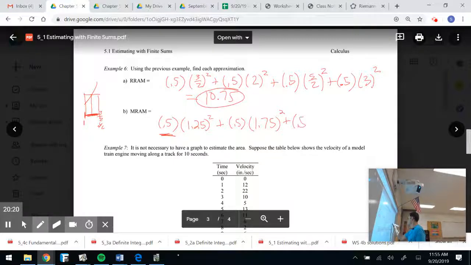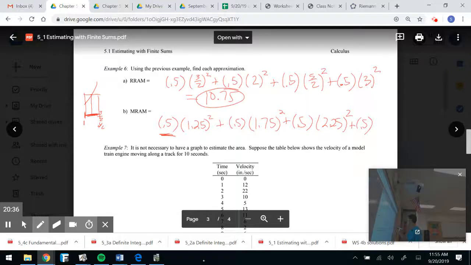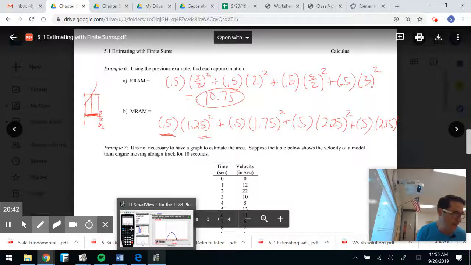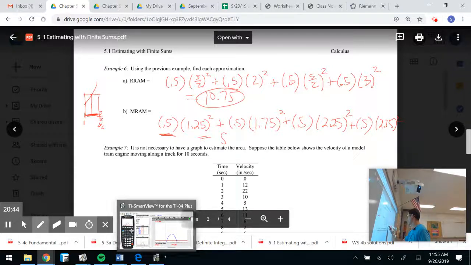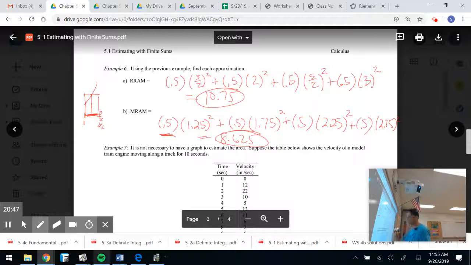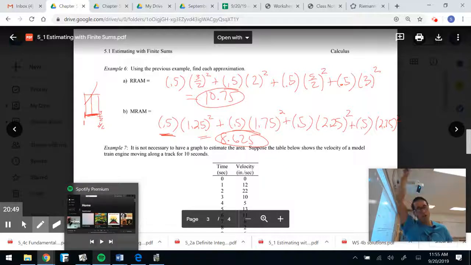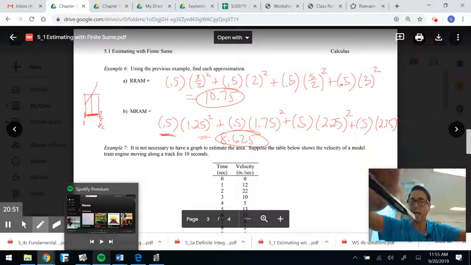Plus, now what's between the next ones, which would be between 2 and 2.5, right, class? What's between those? 2.25, right? And we would square it because that gives me the height. And then my last one would be between 2.5 and 3, which would be 2.75 squared. Okay, and then what do I get when I put all that into my calculators? I get an answer of 8.65, which, how interesting. LRAM was an under, RRAM was an over, MRAM's in the middle, right?